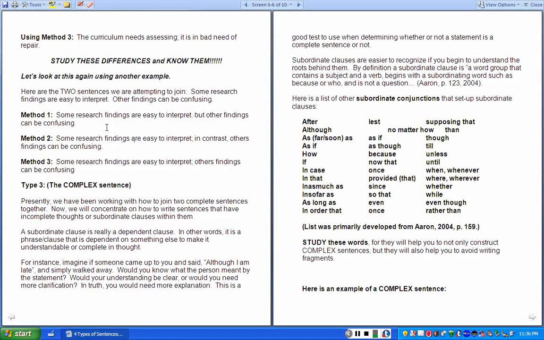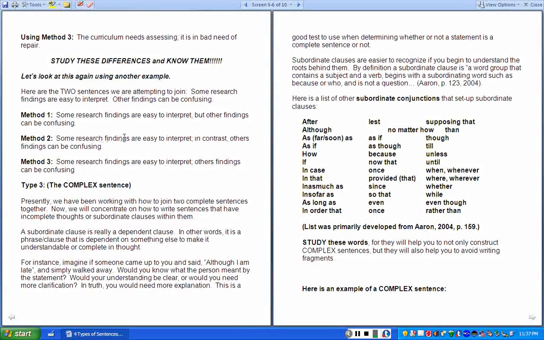Method number two, again, and notice that I'm using the same sentence in the example. Some research findings are easy to interpret, but other findings can be confusing. The sentence will not change. What I'm going to do is show you, as I introduce each new method, that the way I connect the two sentences is the only thing that's changing. So in method number one, we use the elementary method, which is comma plus the coordinating conjunction. In method number two, we use the upper high school level, and we're going to use a transition.